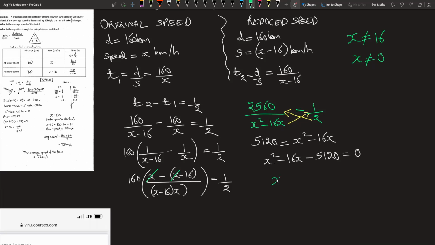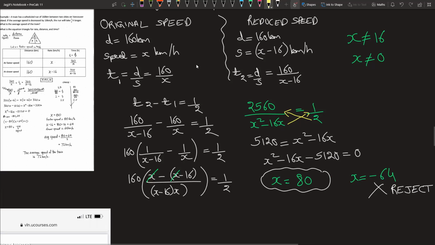If you do that, you're going to get x is equal to 80 and x is equal to minus 64. Then you say, can my speed be negative? No. So you will reject this because this is negative. Speed cannot be negative. So what that means is x is equal to 80. Guys, what does that mean? That means your original speed, now you found it, is equal to 80 kilometers per hour.